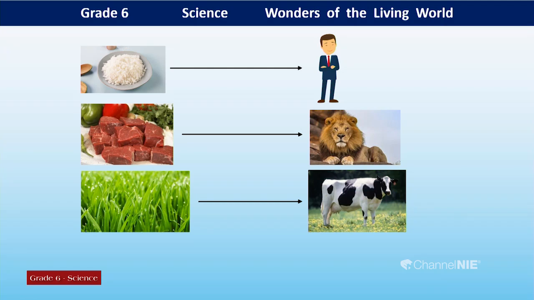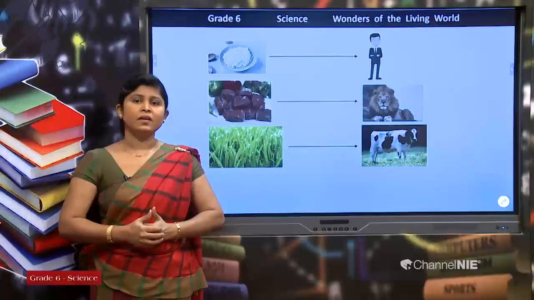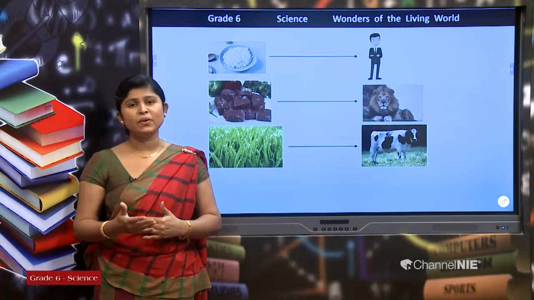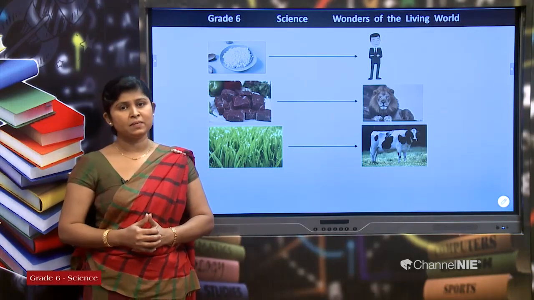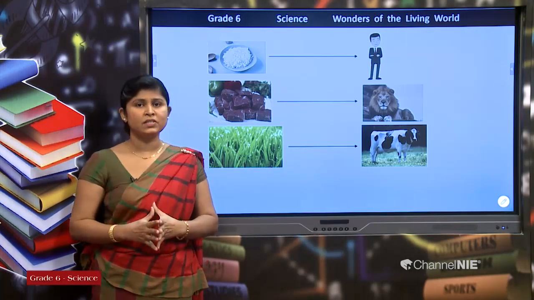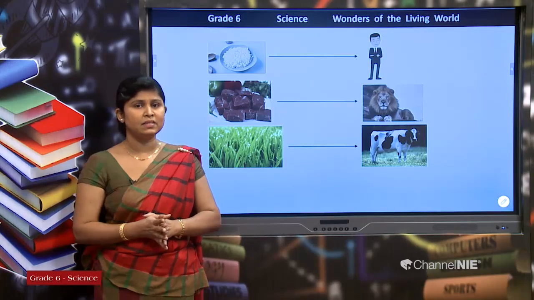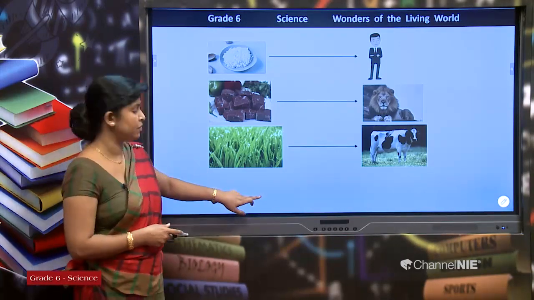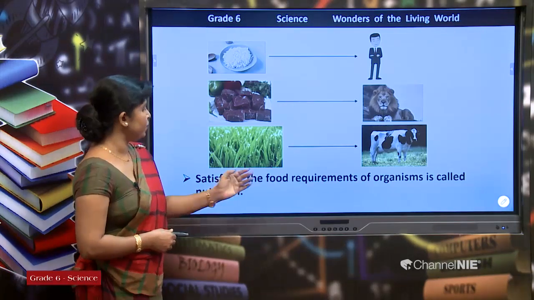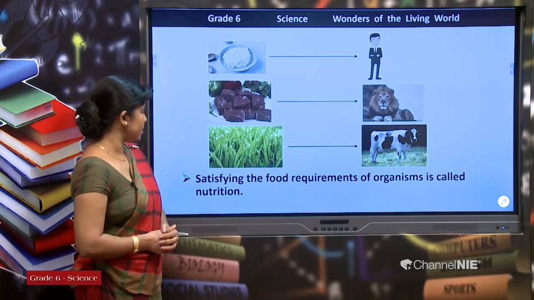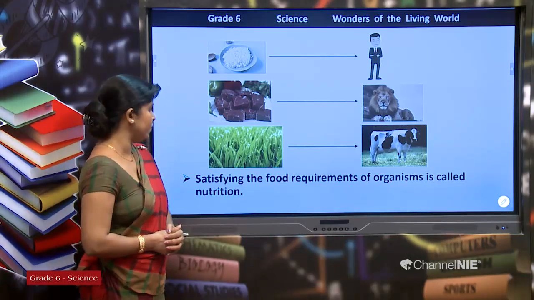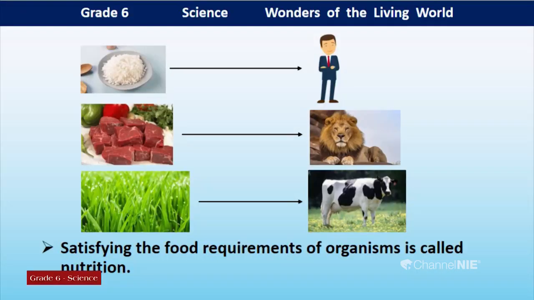You have to understand that the man, lion and the cow are animals and they depend on different types of food. My dear children, the animals need to satisfy their food requirements. That is known as the nutrition of animals. Nutrition is a common feature for both plants and animals. We will see more about nutrition. Satisfying the food requirements of organisms is called nutrition.